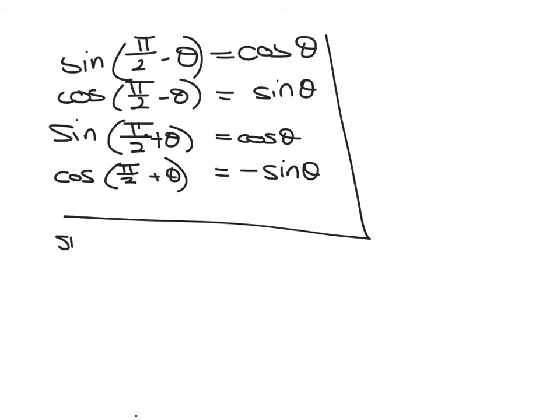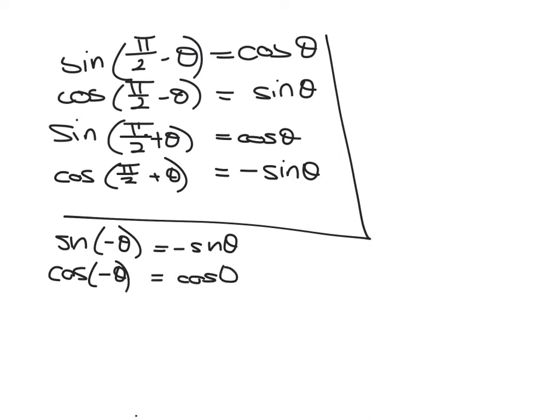We also know that sine of negative theta equals negative sine theta, and that cos of negative theta is cos theta. Now, I'm not going to go through why that is. If you think about the unit circle, I'll just do it for one of them.